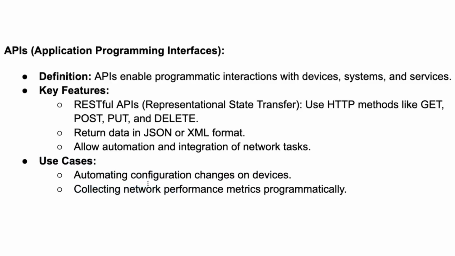The use cases here are to automate configuration changes on devices. That could be something that you can do with an API. Collecting network performance metrics programmatically. That could be something that you can do with an API. So what an API allows you to do, among many other things, is to automate your interaction with something. And if you're good at learning Python, or if you're good at figuring things out and learning as you go, then this will be one of the most powerful skills that you can teach yourself.